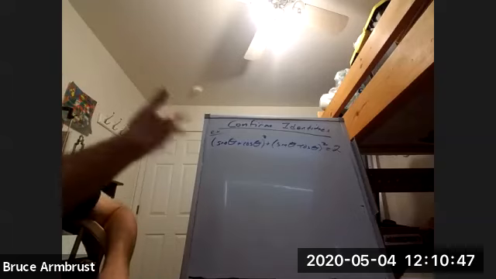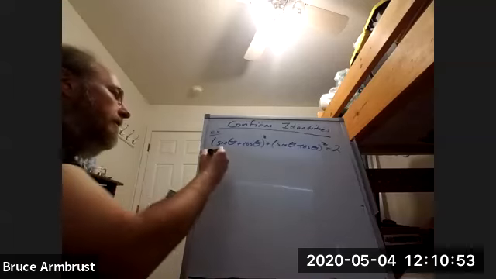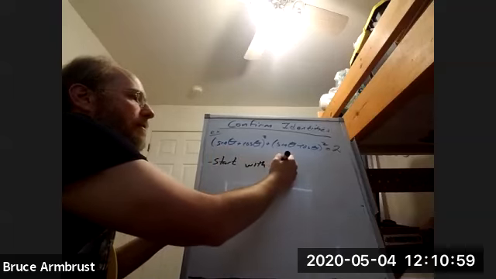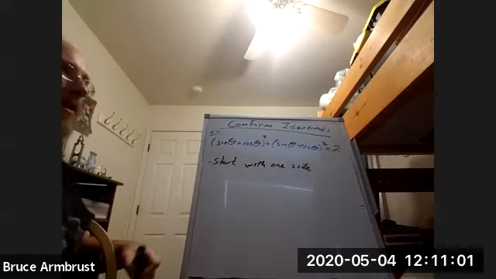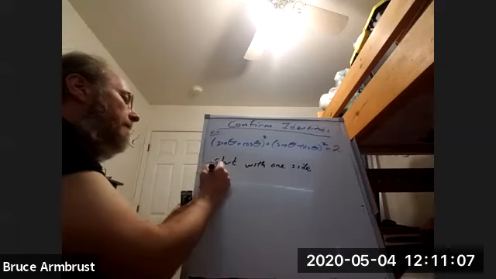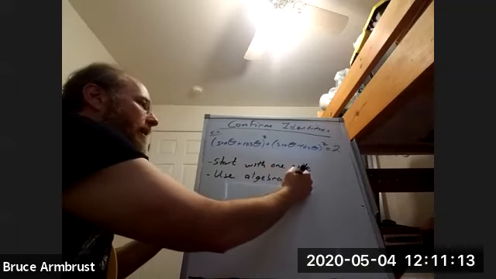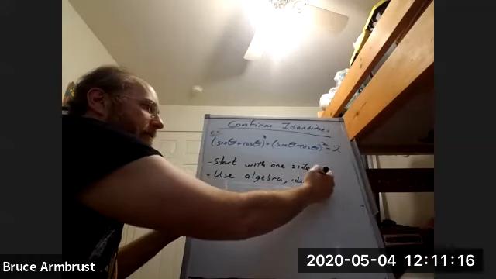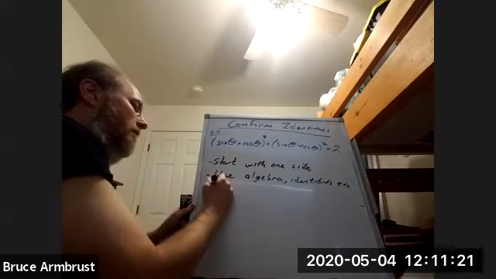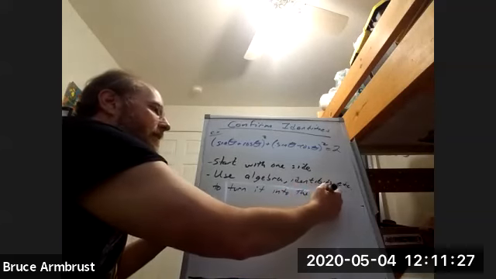All right, now, what does this mean when we confirm the identity? Well, basically this. What we need to do is we need to start with one side. So pick whichever side of the equation you want to work with. I'll give you some tips on what I do to pick my side, but start with one side. Then we're going to use algebra, identities, etc. to turn it into the same thing as on the other side.